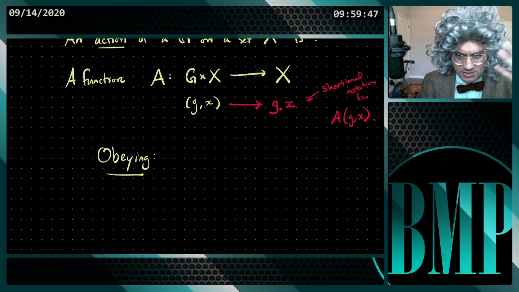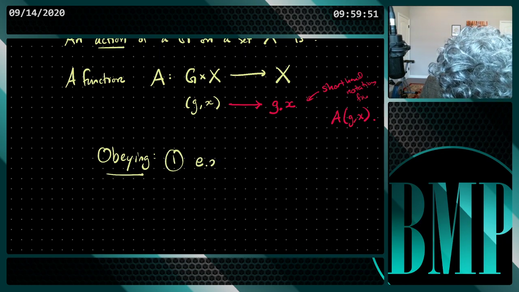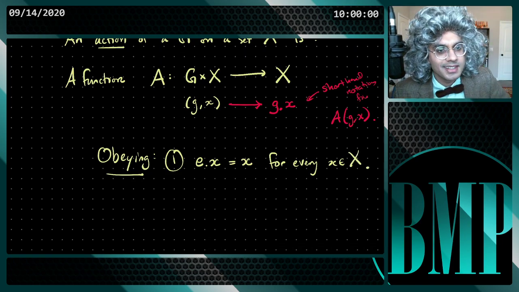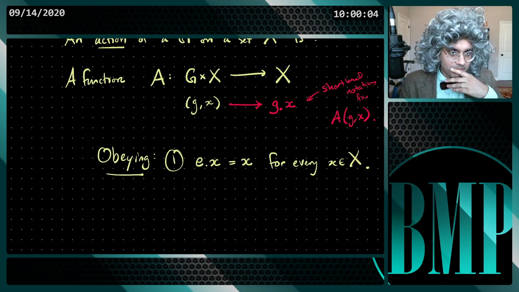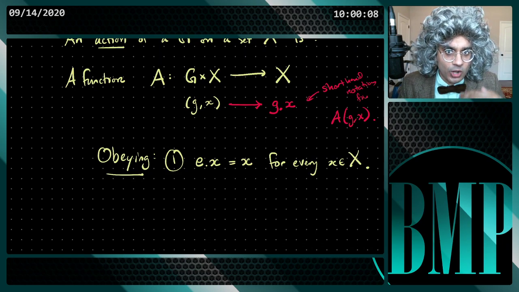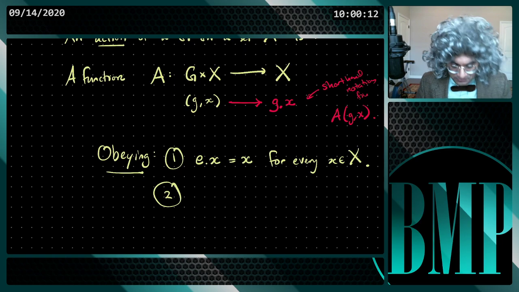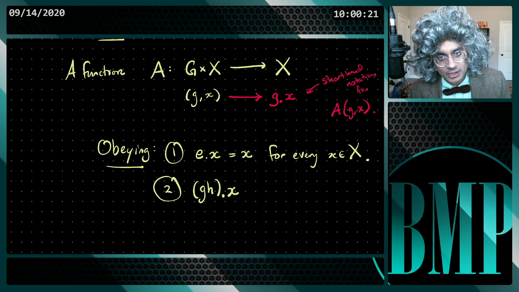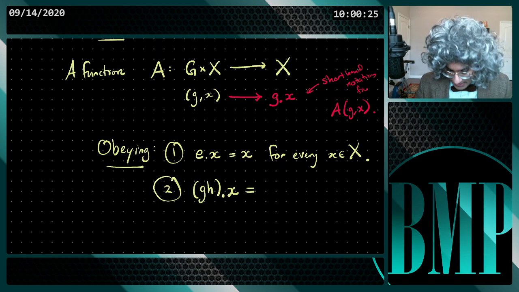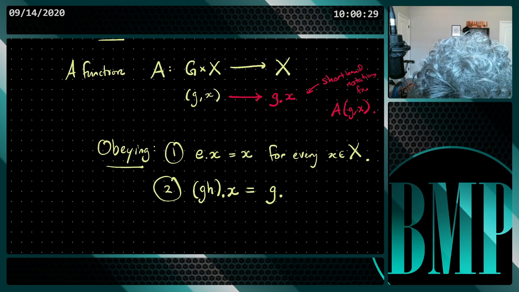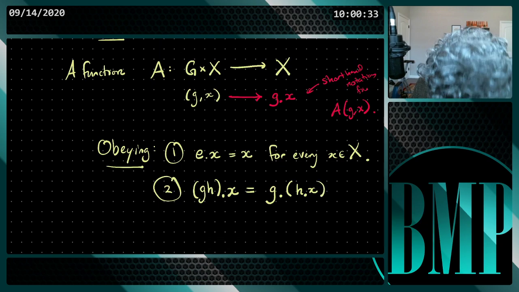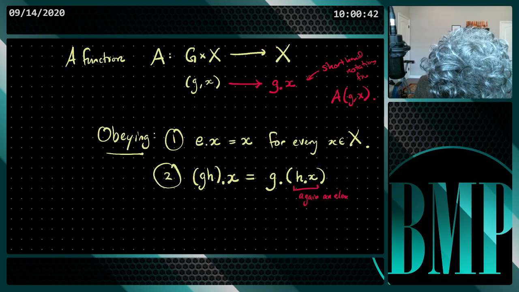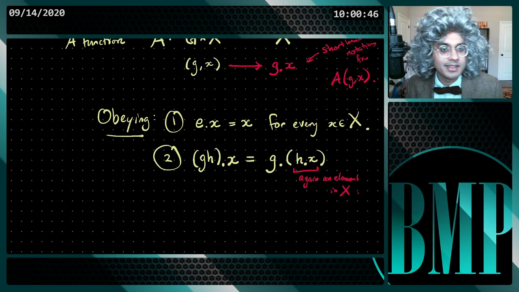All right, I'll just throw a bunch out there. Okay, so one: E dot X equals X for every element in the set. So the identity acting on an element in the set is always that same element in the set. Okay, two: if you take a product in the group and act on an element in the set, you get the same thing as if you took just H and acted on this element of the set, and then acted on the result with G. So notice that everything parses. This is, again, an element in X.